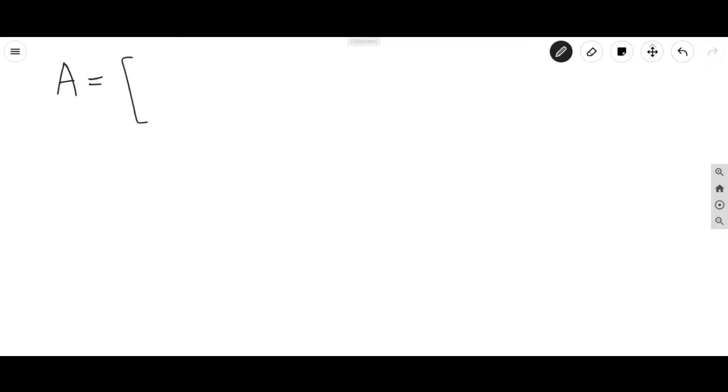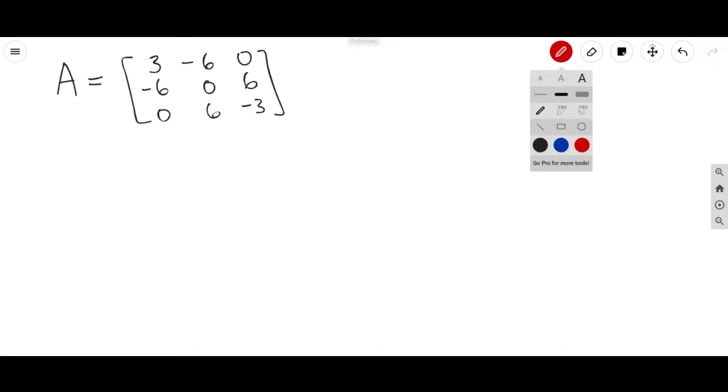So you're going to have a matrix here. Your matrix would be 3, -6, 0, -6, 0, 6, 0, 6, -3. You will notice this is a symmetric matrix, because if you go down the diagonal, you have symmetry across. So you can fold this matrix in half symmetrically down the diagonal. So that is a symmetric matrix.